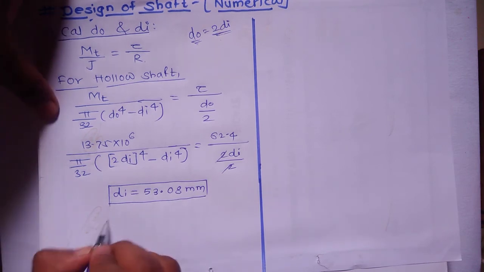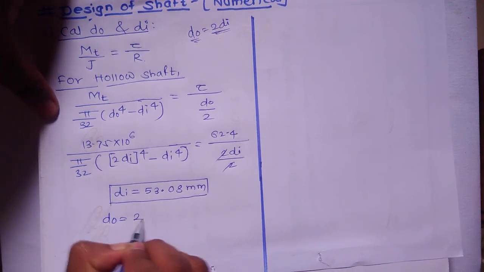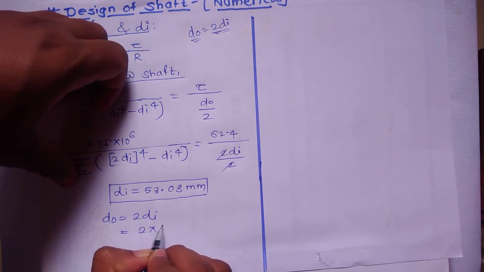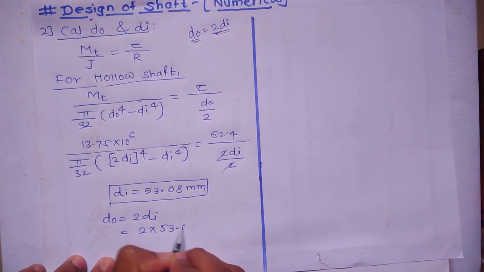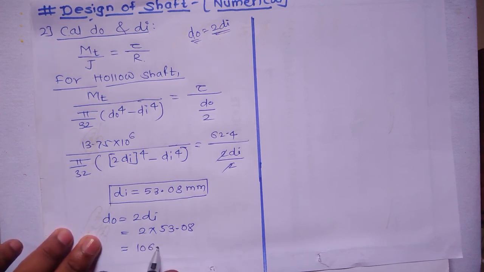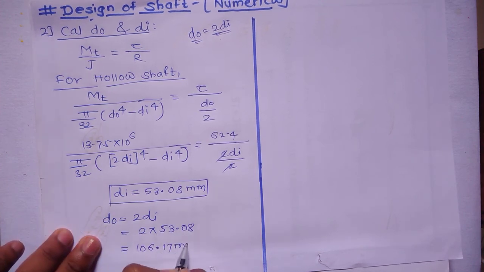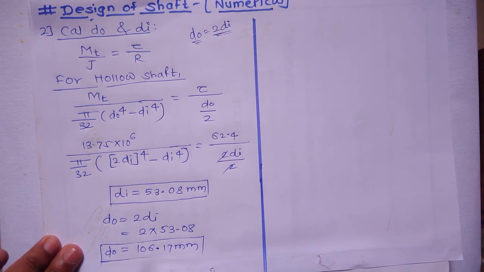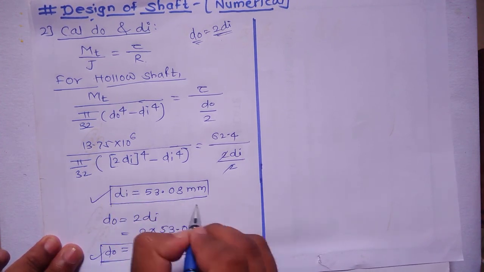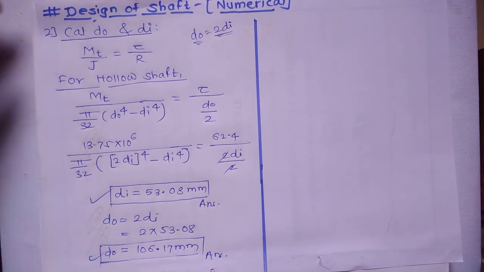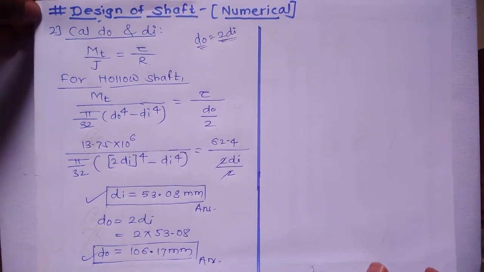And from this we can calculate do. So do is equal to twice di, therefore twice into 53.08. So do is 106.17 mm. So this is the outside diameter of the hollow shaft, and this is the inside diameter of the hollow shaft. So this is the first answer and this is the second answer. Okay, so with this answer we have completed this numerical.